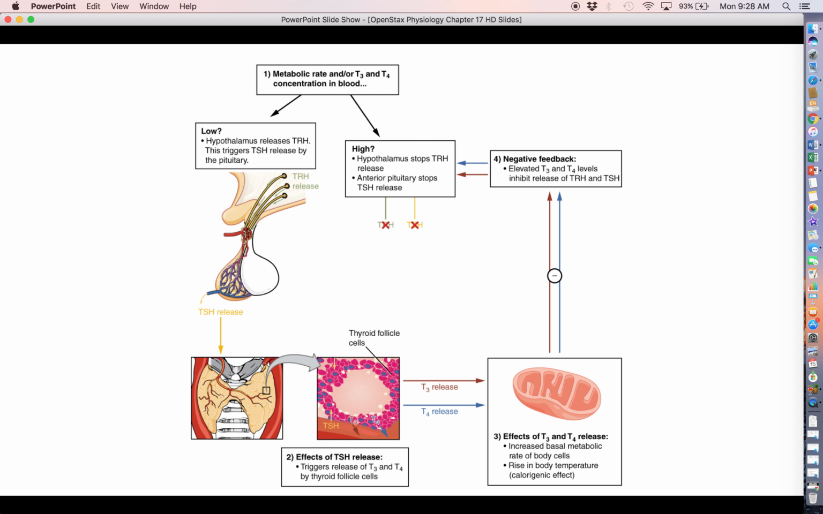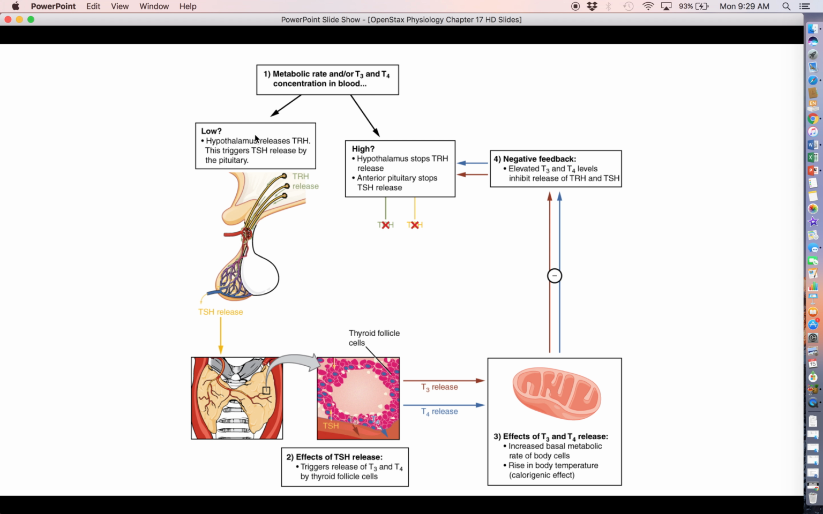But basically, the stimulus that would cause the thyroid to want to secrete thyroid hormone is going to be a drop in metabolic rate. So that drop in metabolic rate, or a drop in T3 and T4 concentration in the blood, whichever one you want to call it, that's not going to be sensed by the thyroid itself. Because the thyroid is regulated by the anterior pituitary and the hypothalamus, all the thyroid basically does is follow instructions. It's not really capable of making those decisions itself.